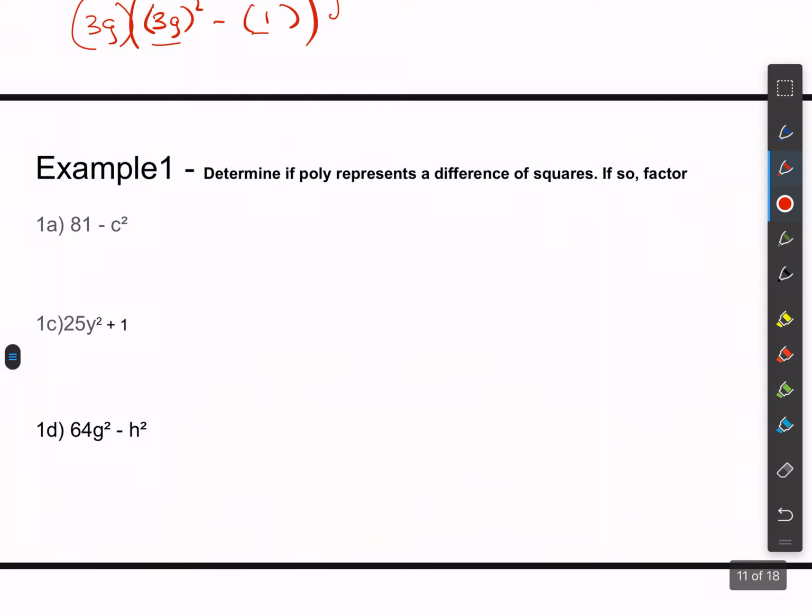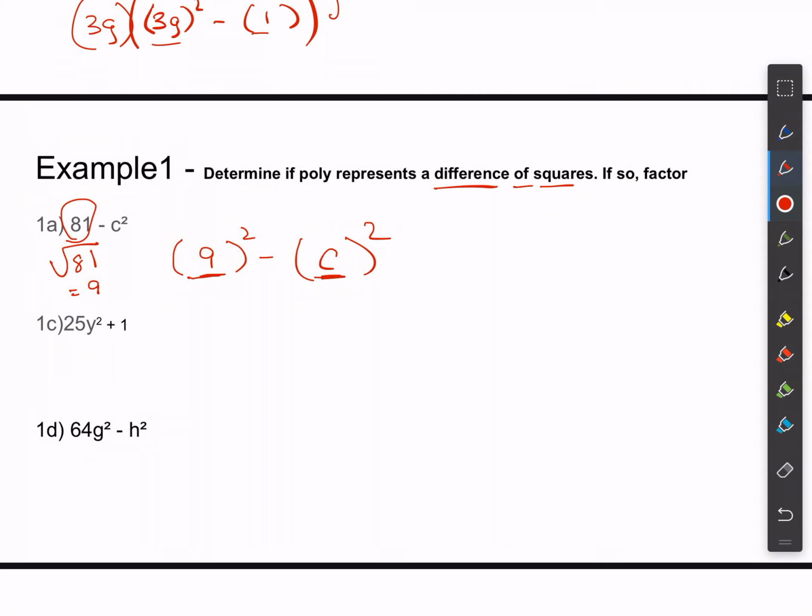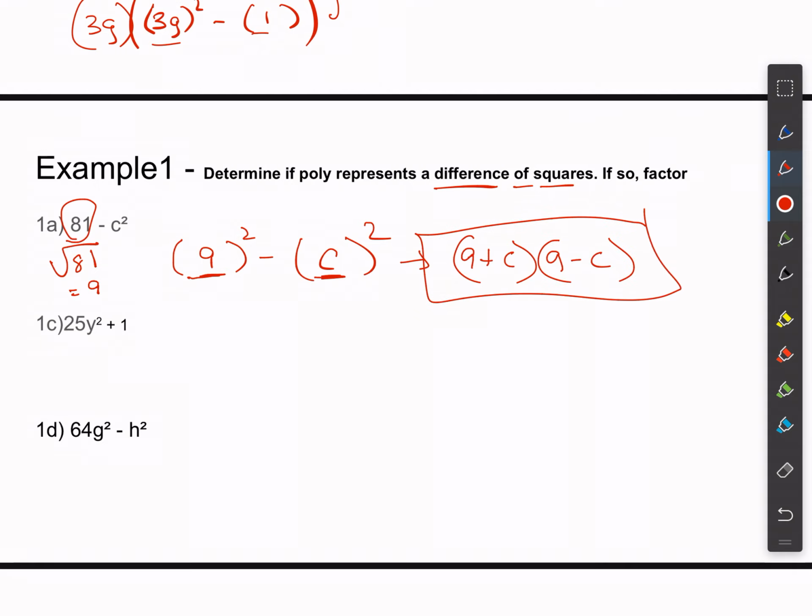Okay, so example 1. It says determine if the polynomial represents a difference of squares. If so, factor it. So when they're asking you that, you guys, they're asking you, can you write it as something squared minus something squared? Can 81 be written as something squared? Well, take the square root of 81 to find out. When you do, you get 9. So 9 squared is 81. The square root of c squared is just c, right? So I can write that as c squared. Whatever's in these parentheses are your factors. So we have 9 plus c, 9 minus c. All right, so that's example 1.